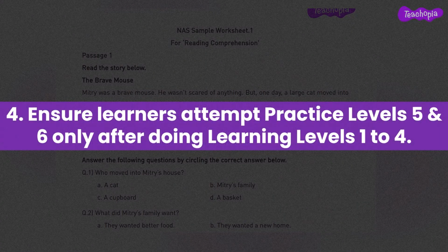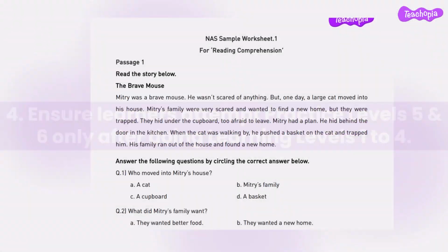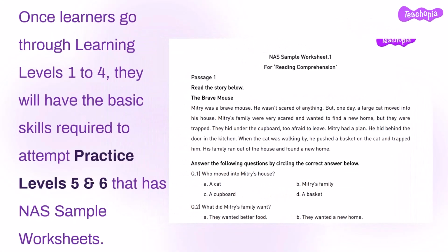And 4. Ensure learners attempt practice levels 5 and 6 only after doing learning levels 1 to 4. Once learners go through learning levels 1 to 4, they will have the basic skills required to attempt practice levels 5 and 6, as they will have acquired the necessary skills to tackle the NAS sample worksheets after this.